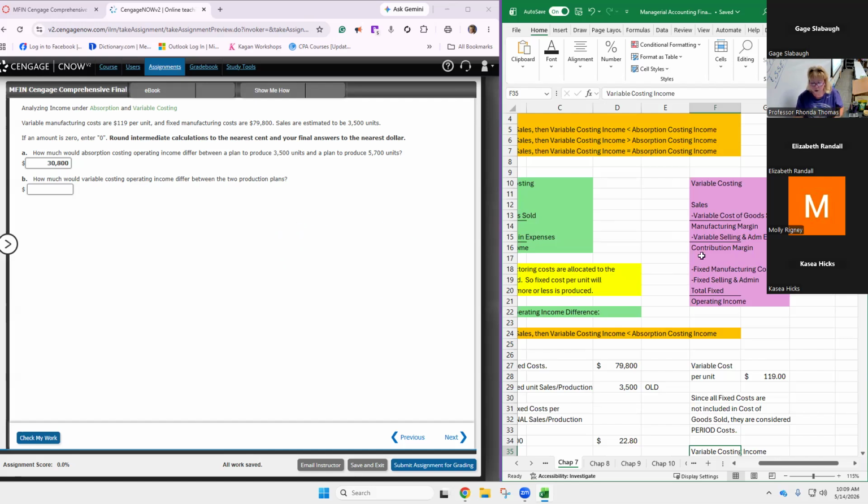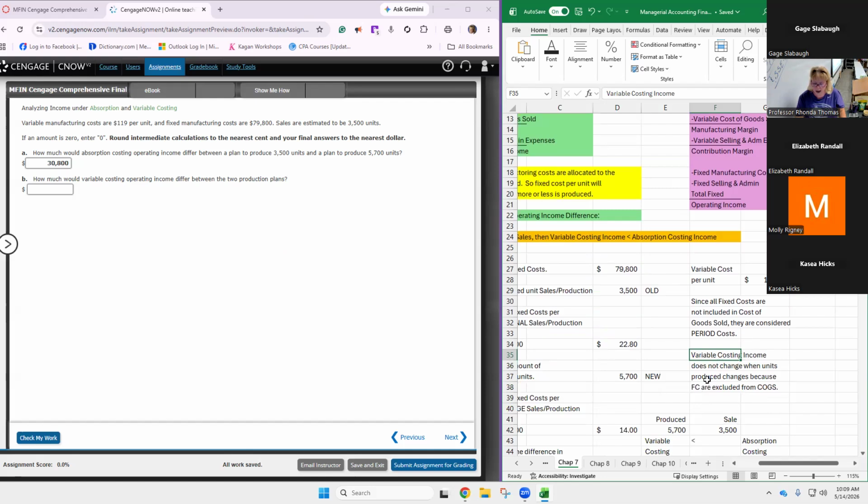So if you change amounts of units, are you changing anything? Okay, so here's the question. How would variable costing operating income differ between the two production plans? If all your fixed costs are down here and it's not going to affect anything up here, then the number of units that is produced versus sold doesn't matter. It does not affect operating income. So the answer is 0.